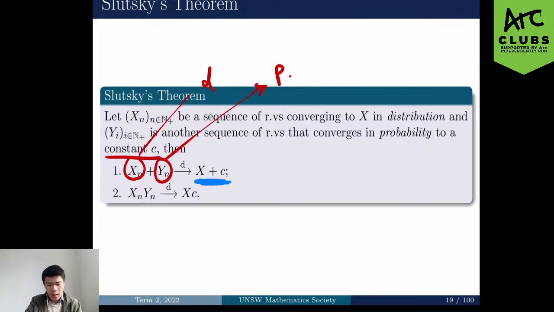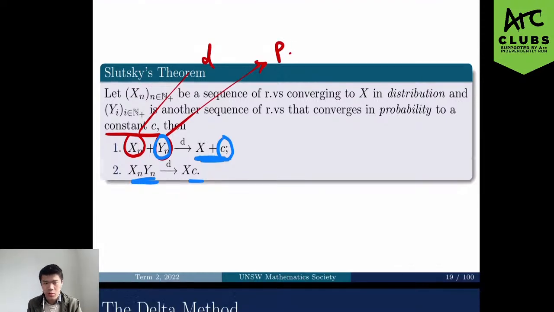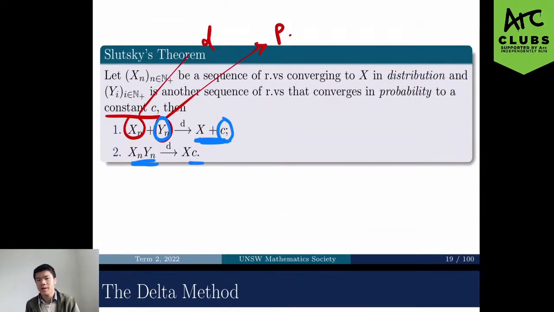So since yn converges to a constant, you can just replace it with c. Same thing if you multiply them, you can just replace the yn with c. This becomes useful in algebraic manipulations when you're trying to show convergence in distribution. But we won't do an example because really it's just replacing yn with c.